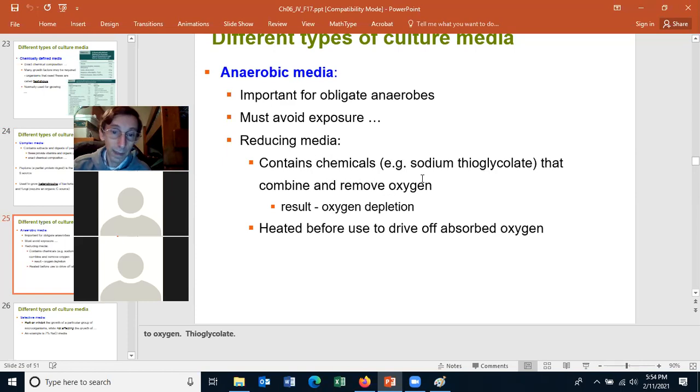Usually you have to heat the media to drive off the absorbed oxygen in the water in the media. And then you heat it, and then the media is able to remove the oxygen from the media. With the thioglycolate, as I stated, the bottom of the tube, a thioglycolate tube, won't have any oxygen, but as you go up the tube, you'll get more and more oxygen to the very top of the tube where you have full oxygen.